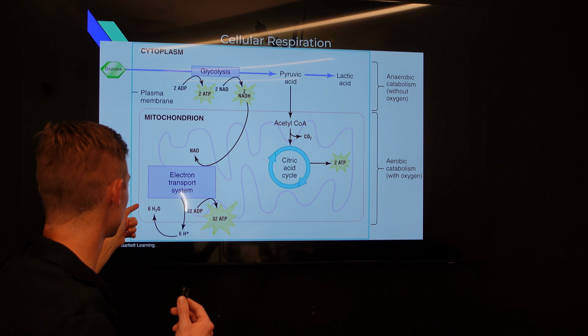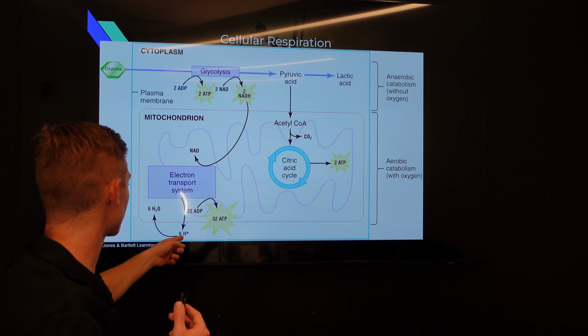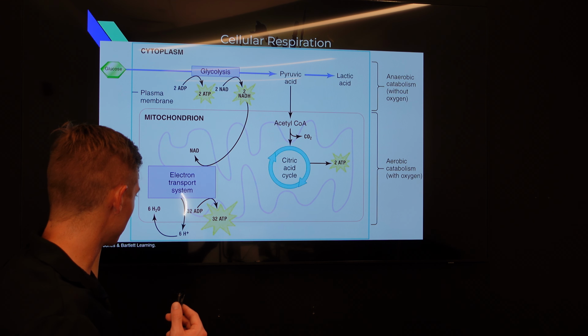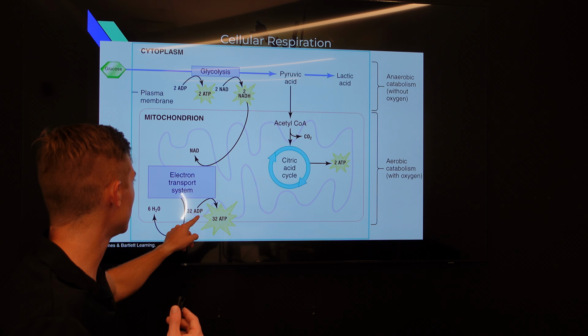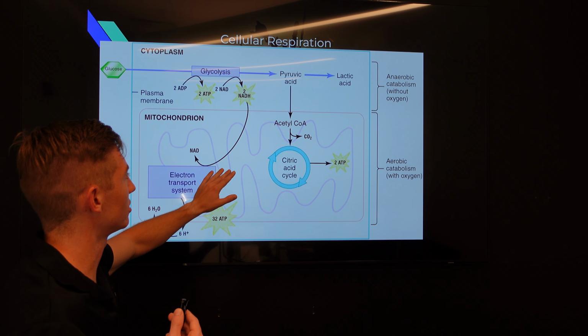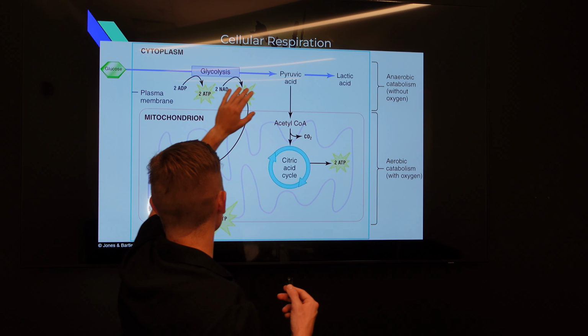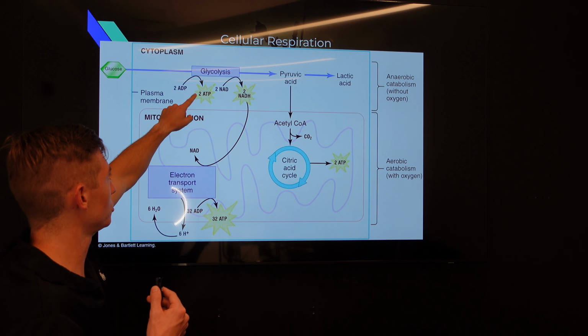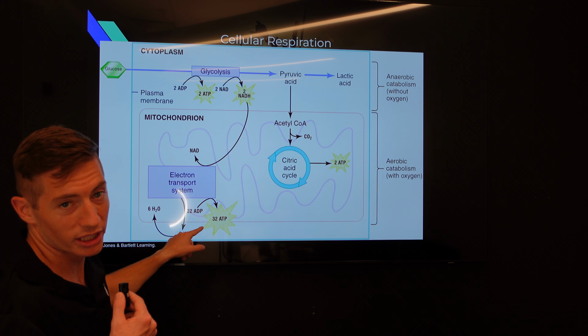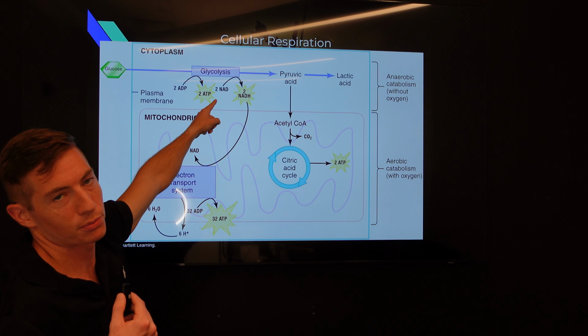And let's see, we get 6 water, 6 carbon dioxide, and 32 ATP. Oh, that's why this is aerobic. Okay, now it's starting to make sense. So everything up here is your anaerobic. Here we only got 2 ATP. With this we get 32 ATP. It's a lot more energy with oxygen as opposed to without it.